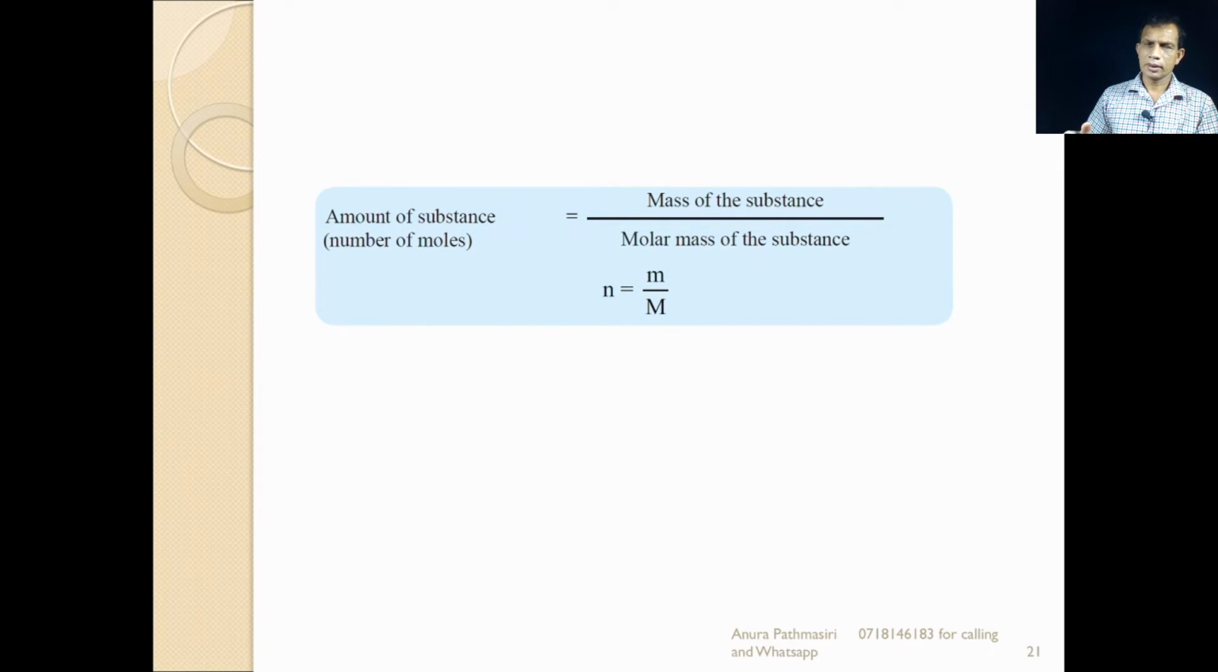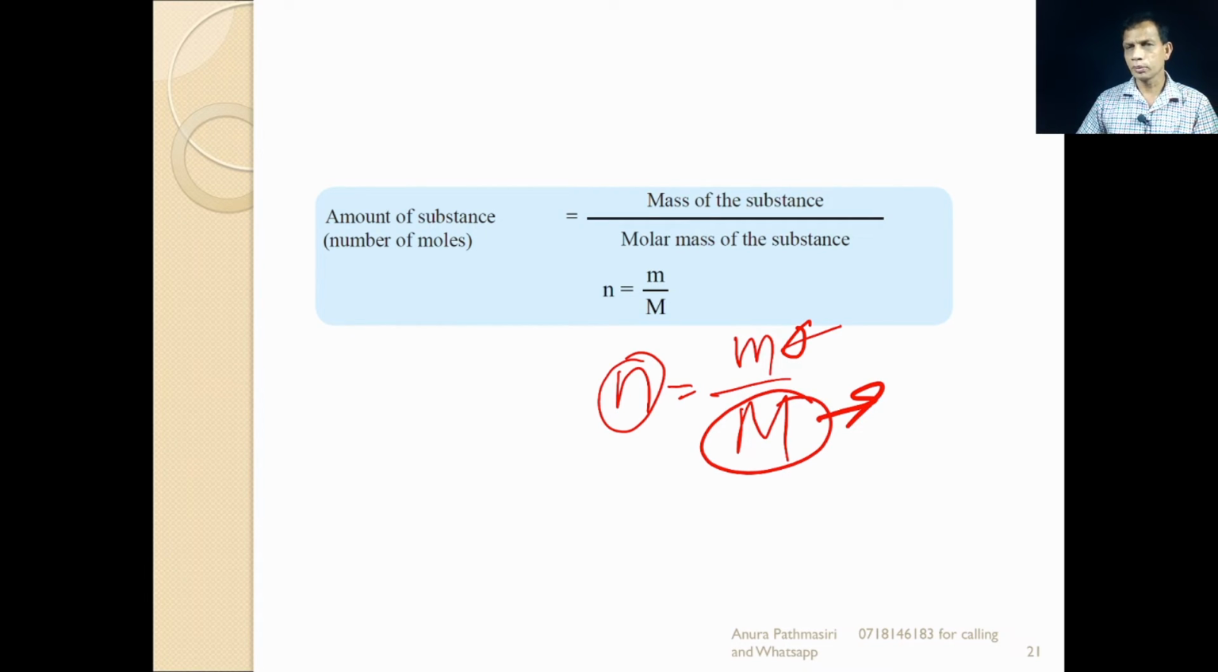And when we go to the calculation, it can be done with the help of n equals m over M. n means number of moles, and simple m is the mass. Capital M is the molar mass of the substance.